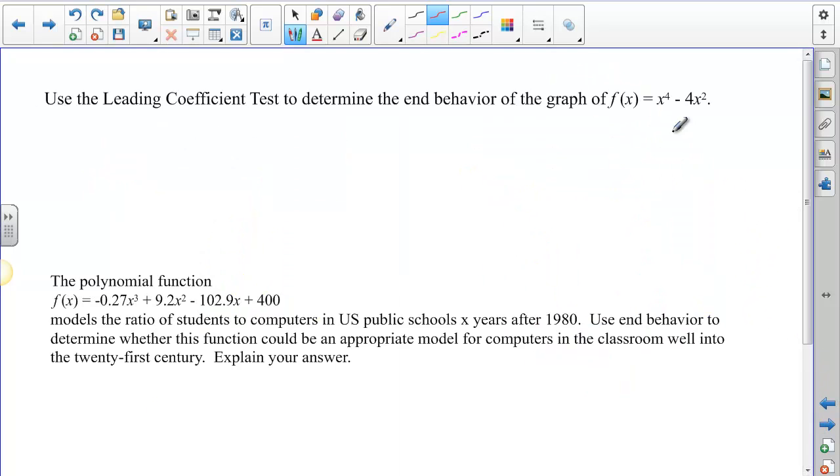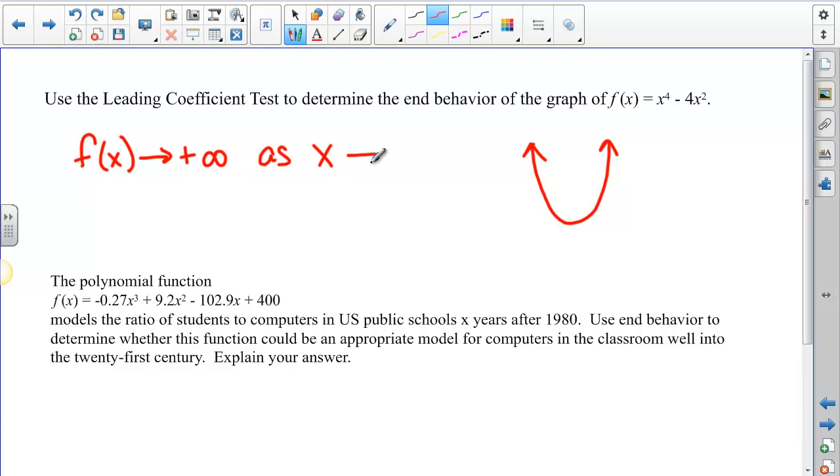Here's end behavior again. We just talked about this. The degree here is 4, the leading coefficient is 1, so we know that's going to rise to the right and rise to the left. What happens in the middle, we don't really know. If we want to get technical about it, we could say f of x goes to positive infinity as x goes to positive infinity, because as I go to the right, my y values go up. And I could also say that f of x goes to positive infinity as x goes to negative infinity.